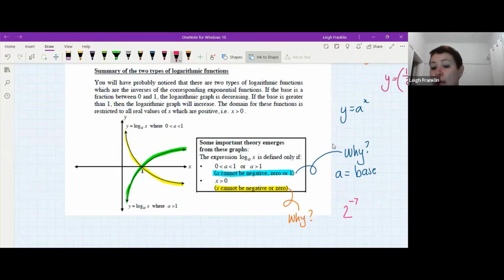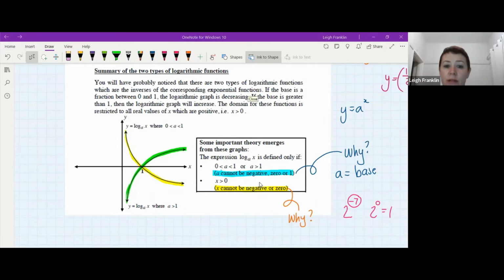I can't. Okay, it doesn't matter what I raise the base to, I'm never going to get a negative answer, and I'm not going to get 0 either. It doesn't matter how small I make the exponent. Remember, of course, if I put 2 to the power of 0, my answer is 1. So that's why x has to be greater than 0. You cannot get 0, and you certainly cannot get a negative number when you raise a base to an exponent. So those things are important.